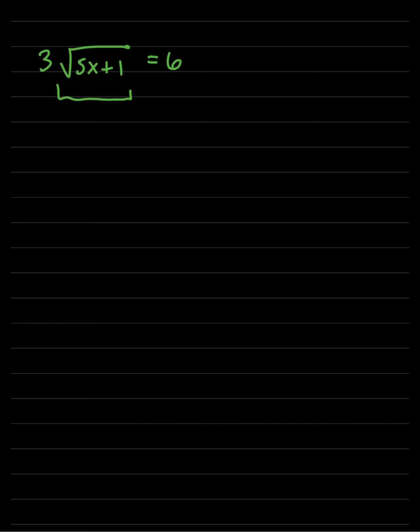And just like before, our first step is going to be to solve for that nonlinear term. In this case, that means all we have to do is divide both sides by 3. And so we'll get the square root of 5x plus 1 equals 6 divided by 3, which is 2.